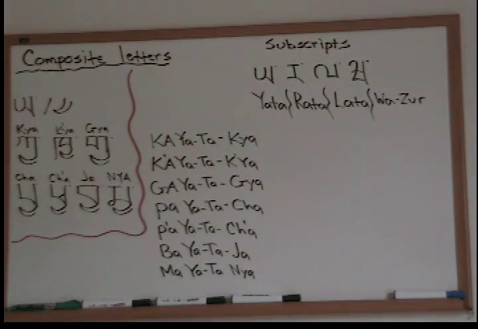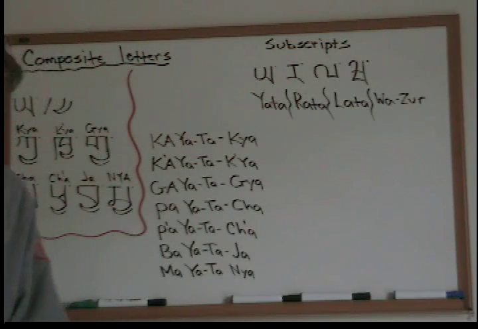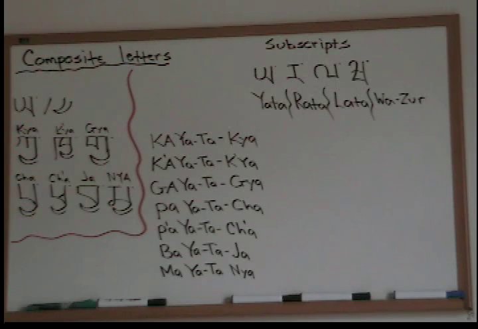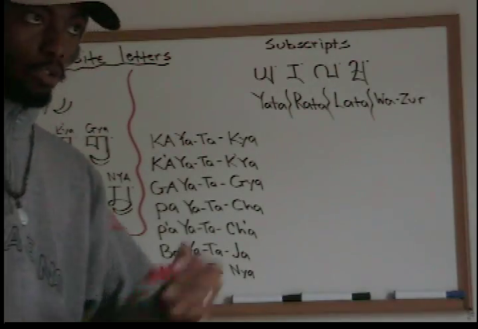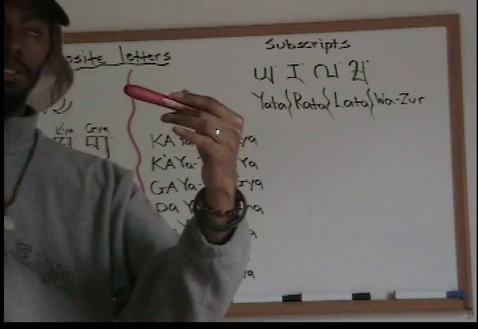Alright everyone, this is the continuation of the Tibetan lesson. Now we're going to be talking about composite letters. What is a composite letter? A composite letter is a letter where, in Tibetan, they stack letters to make certain words.